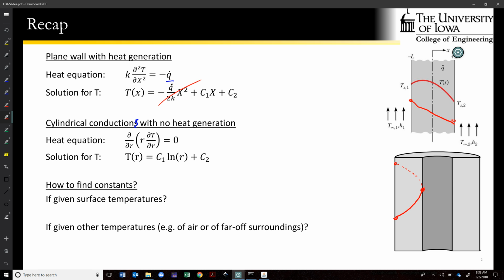So remember, if we're given surface temperatures for any of these cases, TS1, TS2, very straightforward. Substitute to find C1, C2 directly, right?